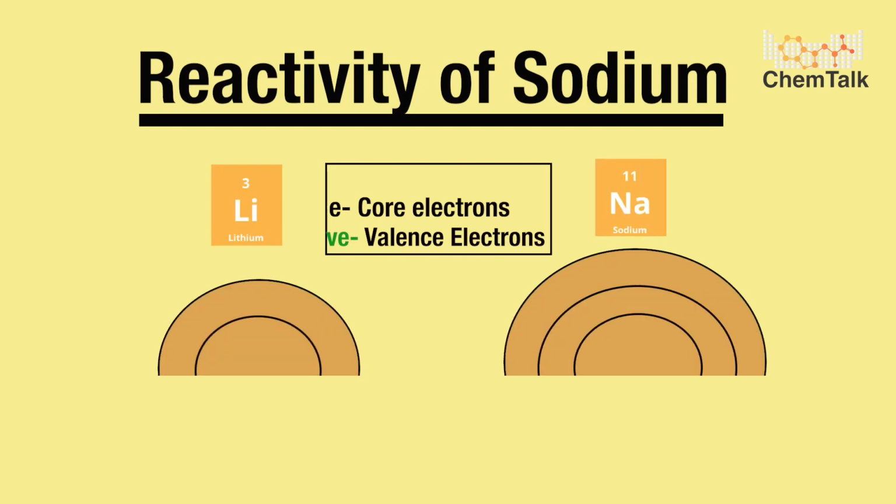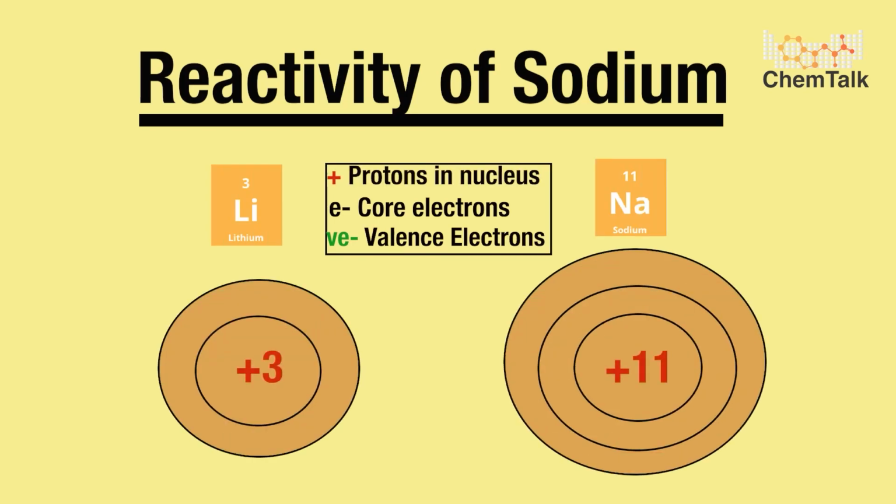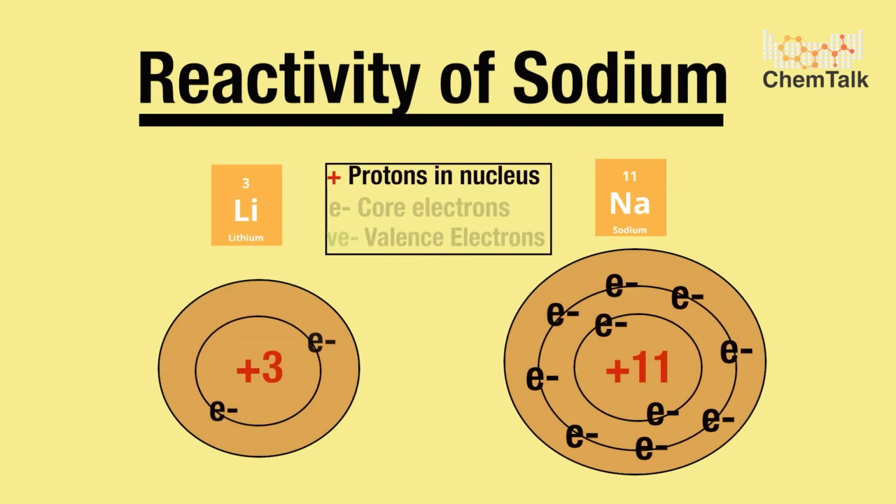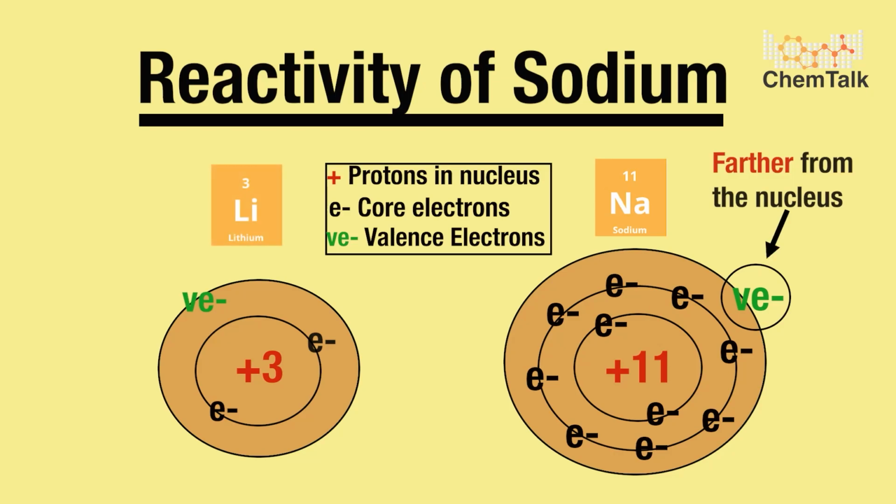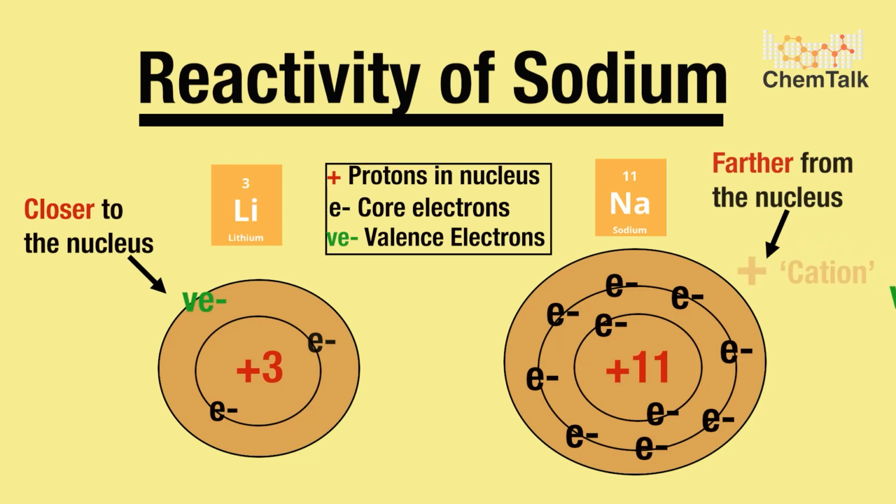The positive protons in the nucleus attract the negative electrons, pulling them closer to the center. The electrons in sodium are further away than lithium. And as a result, the positive protons cannot hold onto the outer electrons as easily. So the valence electron in sodium is removed more easily than lithium, making sodium more reactive.